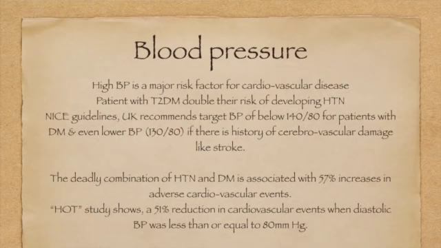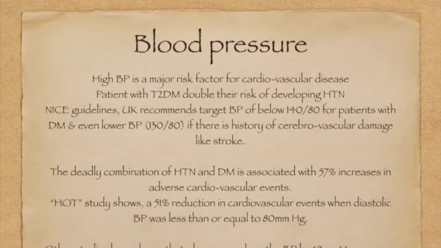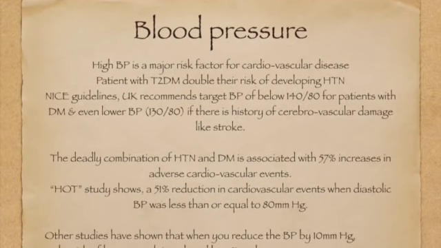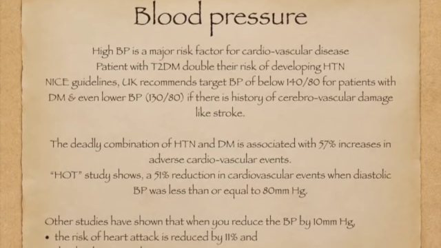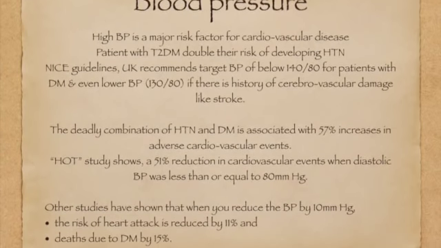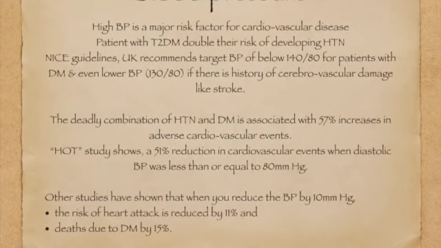High blood pressure is a major risk factor for cardiovascular disease. A patient with diabetes has double the risk of developing high blood pressure. NICE Guidelines UK recommends a target BP of below 140/80 for patients with diabetes, and even lower if there is a history of cerebrovascular damage like stroke. The deadly combination of hypertension and diabetes is associated with a 57% increase in adverse cardiovascular events.